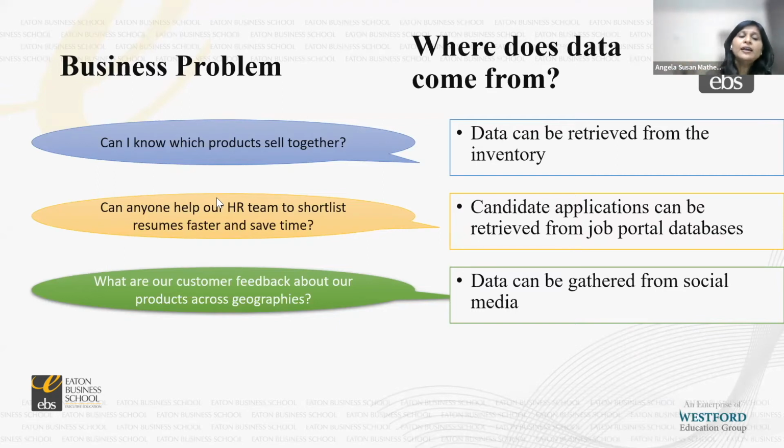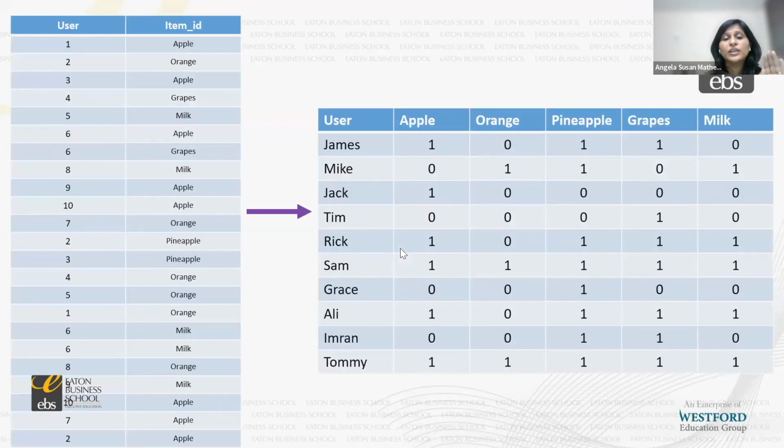For the resumes, there are probably job portal databases where you can retrieve them from. And for the last one, to understand customer feedback, you can gather it from social media. So your first point is sorted. Now let's look at how things can really work out. How can you apply analytics? I'm going to give you a very, very simple example just to give you an idea about how things work.